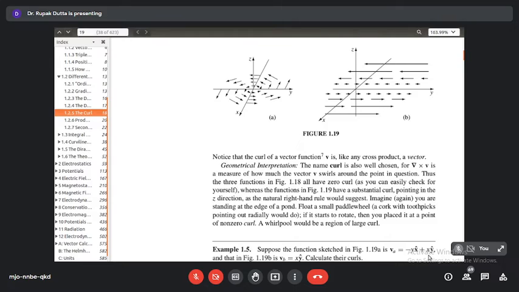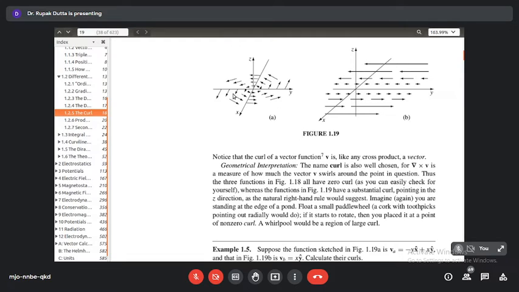Then VA will be minus Y cap, right? Yes, sir. And where is X equal to minus 1? This is X equal to minus 1, right? Yes, sir. So your vector, if you have to draw at this point, then it will be along the minus Y direction, right? Yes, sir. So you see, the vector itself, in one case it is along this direction, and at X equal to minus 1, it is along the negative direction.